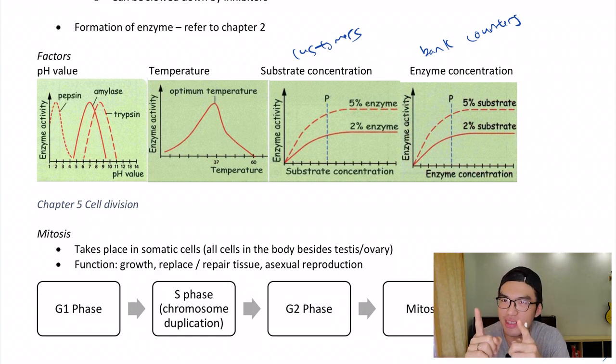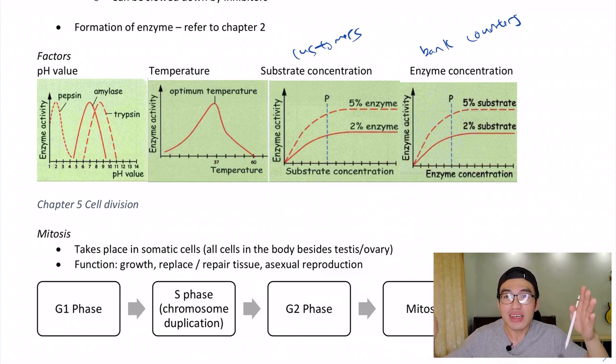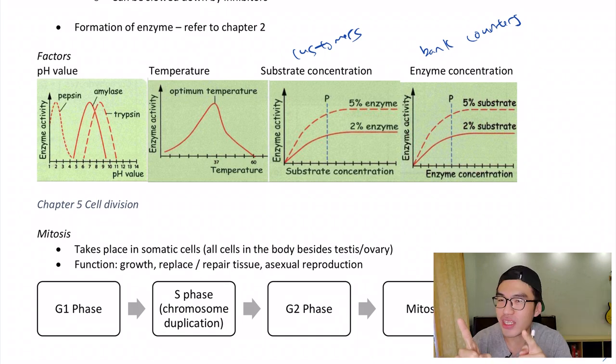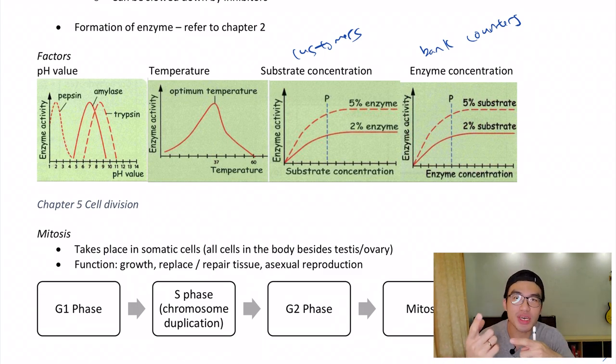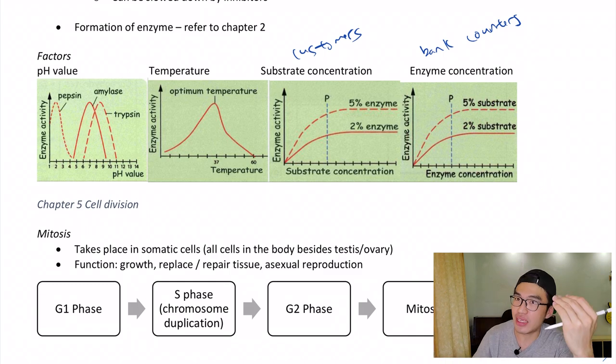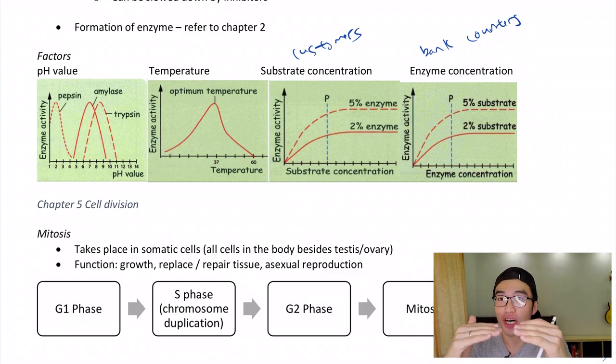Alright, please notice limiting factor, that's the keyword. And on the other way around, if you have 10 counters and you keep increasing the customers to 20, the number of counters is now limited. Now the enzyme concentration is the limiting factor. So the more you increase your customers, which is the substrate, it's not going to help much. That's why you can see substrate concentration and enzyme concentration, they will limit each other.